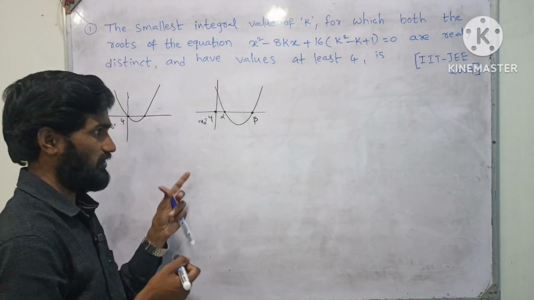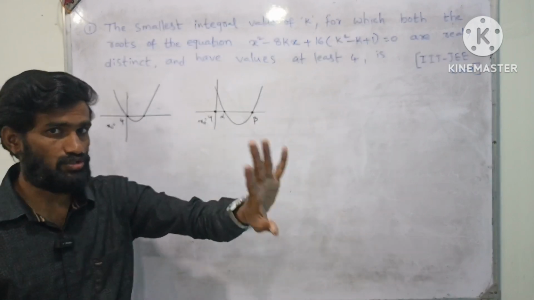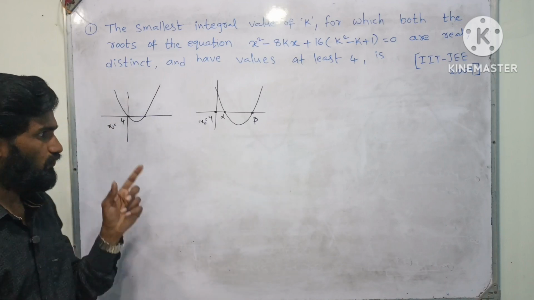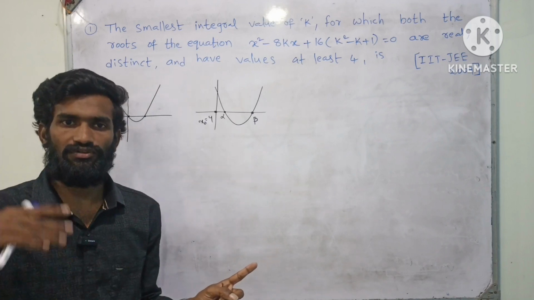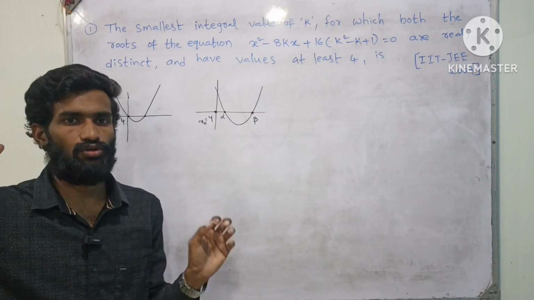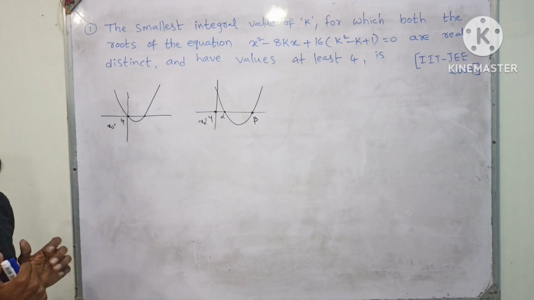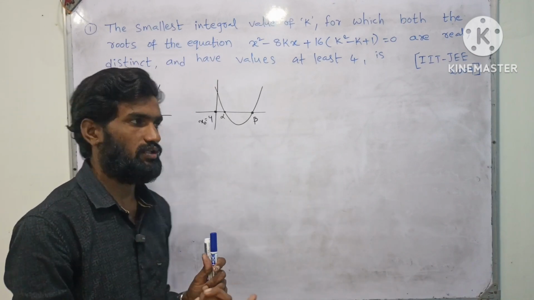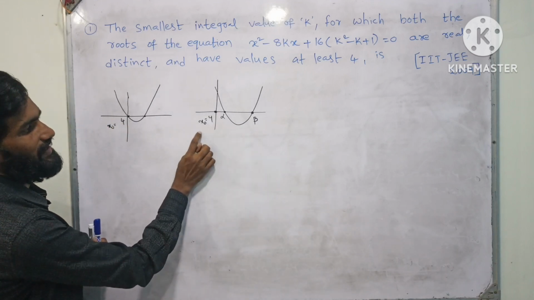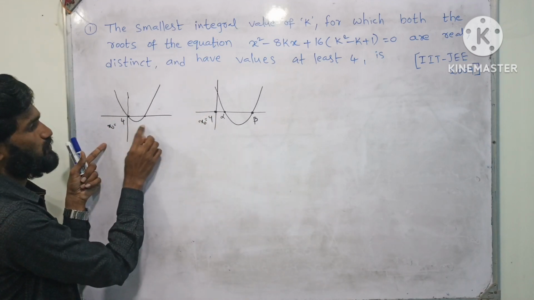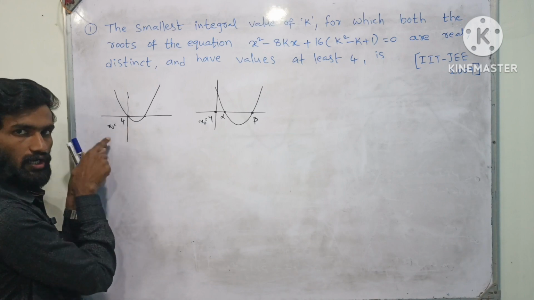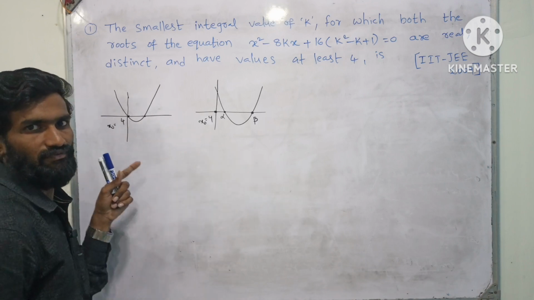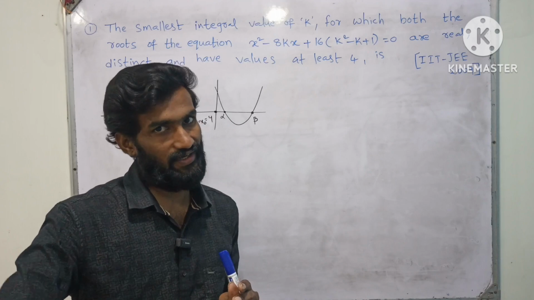How are we saying that these two cases arise? At least 4 means the roots can be 5, 6, 7 also, or one is 4 and the other is 5, 6, 7 or whatever it may be. For these two cases, we already know that both the roots are greater than 4, or one may be equal to 4. So these two cases come under both the roots being greater than some x naught.